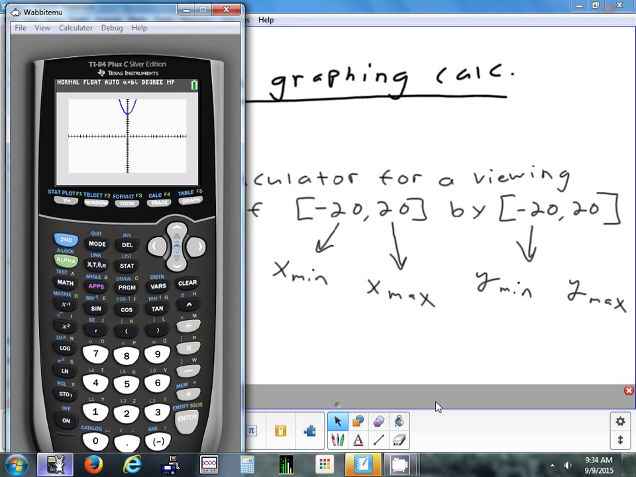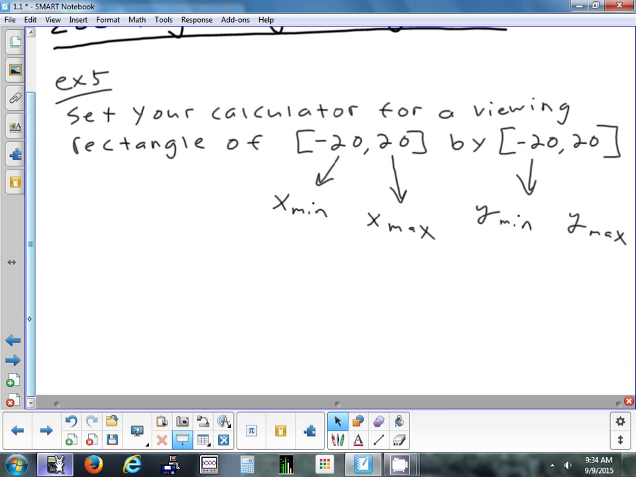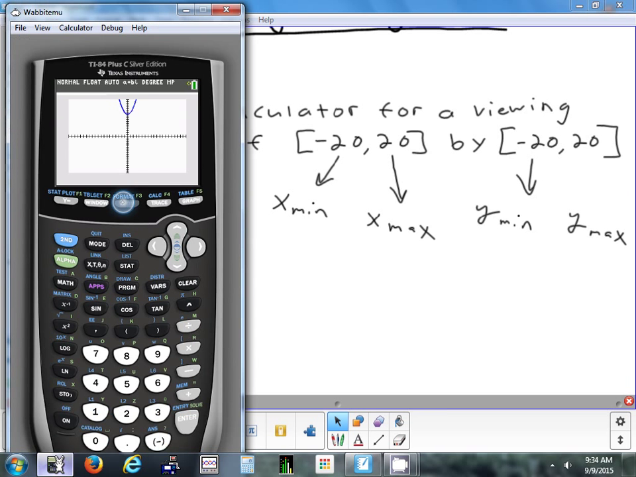Okay. Question on how to set your viewing rectangle. That can be hard. Sometimes we've got to play with it a little bit, take some guesses, adjust it, and then guess again. It's not always super easy to find the right window, especially when you have graphs that go up into the thousands. Sometimes you've got to make your window pretty big, but you wouldn't want to make it too big.